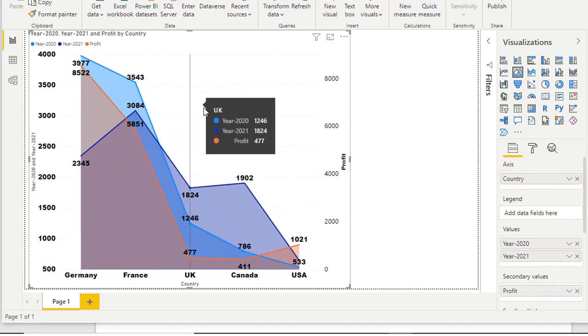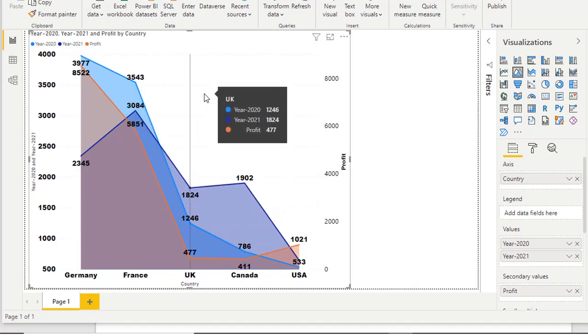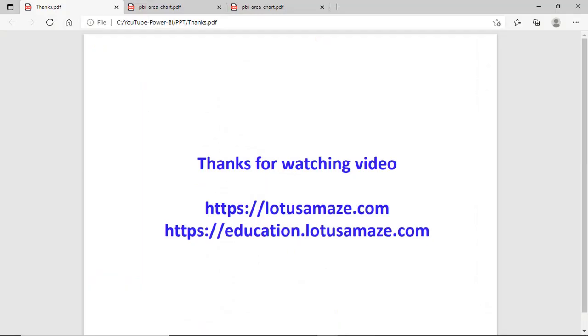So basically this shows the comparison between the points between the years along with the profit. So guys, this was all about the basic area chart in Power BI.